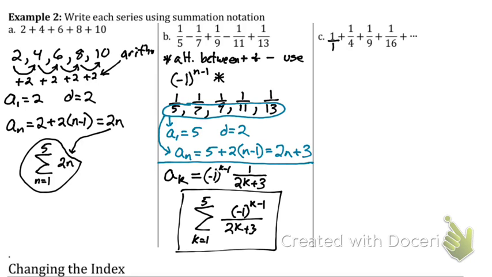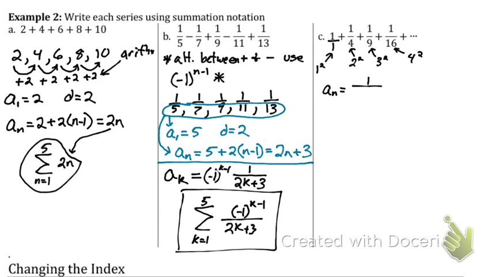Well, we have 1 over 1, 1 over 4, 1 over 9, 1 over 16. Those are all perfect squares. So instead of picturing this as 1 over 1, I'm thinking it is 1 squared. 4 is 2 squared. 9 is 3 squared. 16 is 4 squared. So that means my explicit formula is going to be 1 over something. Something squared, because they're all squared.